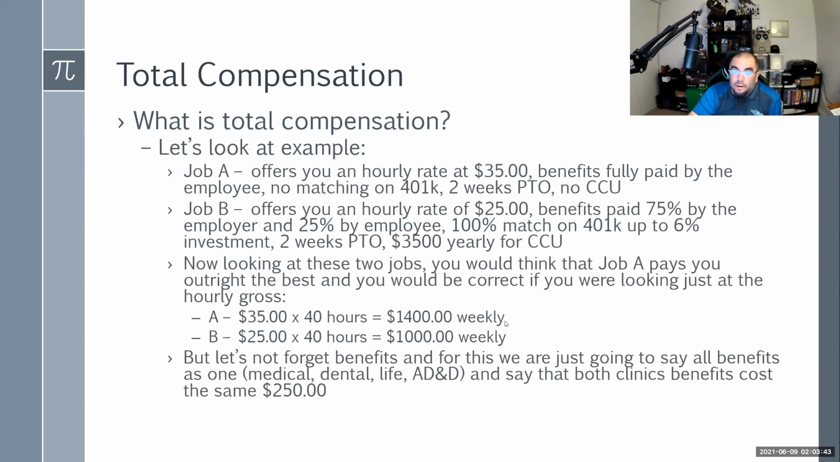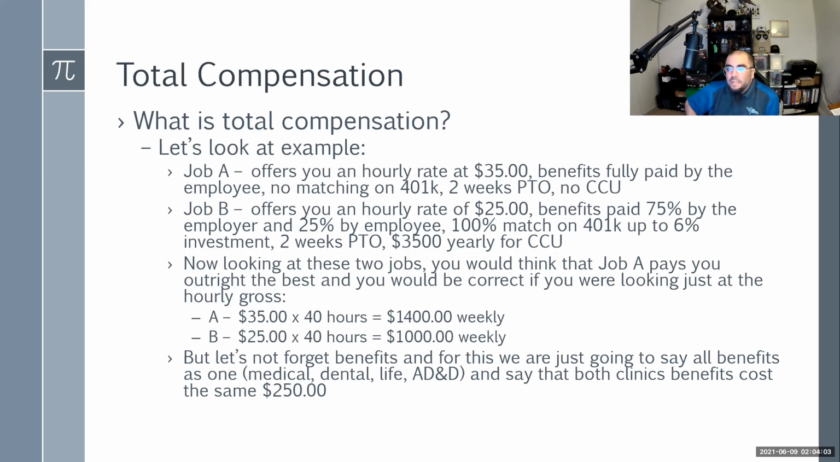So let's look at an example here. Job A offers you an hourly rate of $35 an hour, with benefits fully paid by the employee, meaning you have to pay everything, no matching 401k, 2 weeks of PTO, and no continuing credit for education, because we have to fulfill 15 hours of continuing education every year.